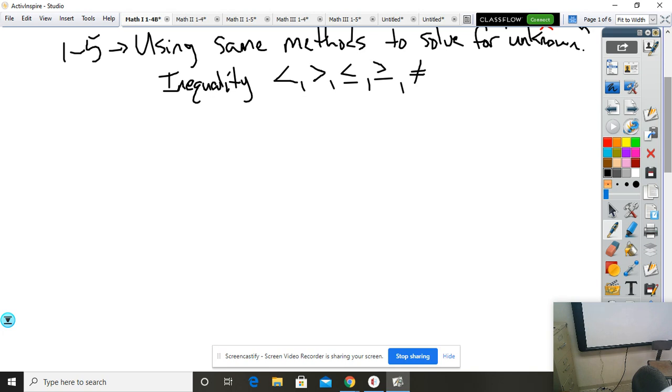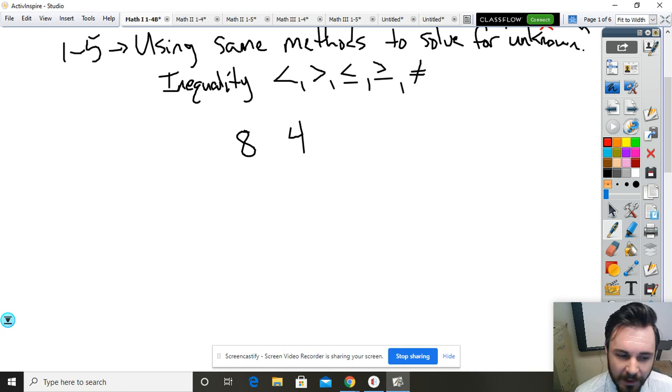If I have 8 and 4, which number is greater and what symbol do I use? 8 is greater than 4. And so remember, I always remember it as the mouth eats the larger number. If you even want to draw some little fangs in there, it's going to eat 8 because it's the bigger number. The inequality is hungry for the larger number.